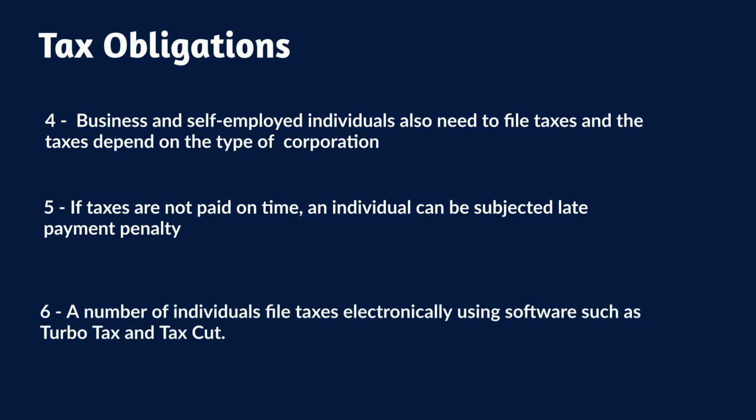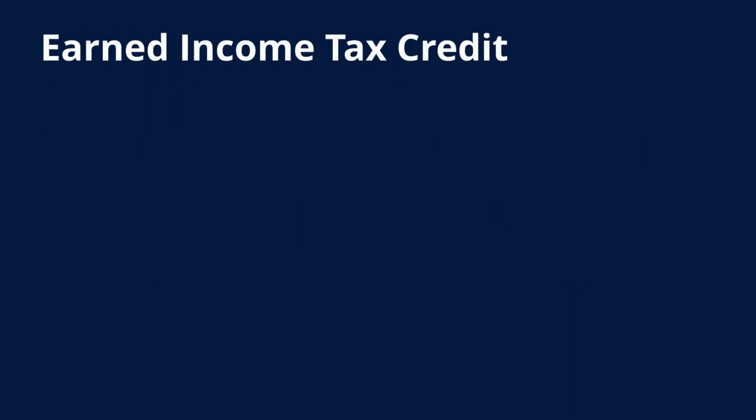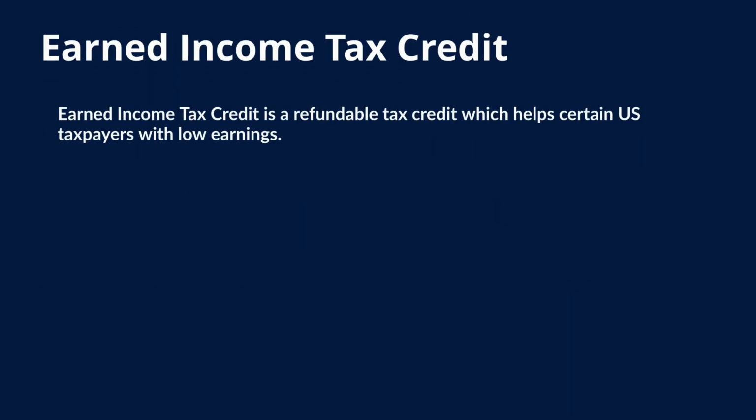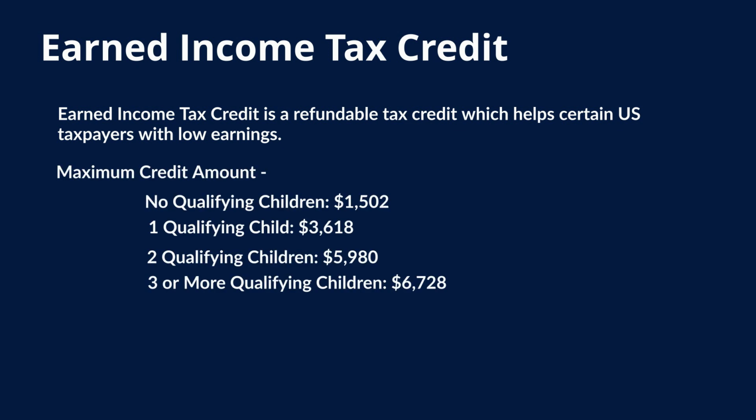And number 6, there are a number of software programs available to pay taxes. Some of them include TurboTax and TaxCut by H&R Block. Earned Income Tax Credit. Earned Income Tax Credit is a refundable tax credit which helps certain U.S. taxpayers with low earnings. If the earned income is low, then there is a tax credit that is given based on the number of qualifying children an individual has.